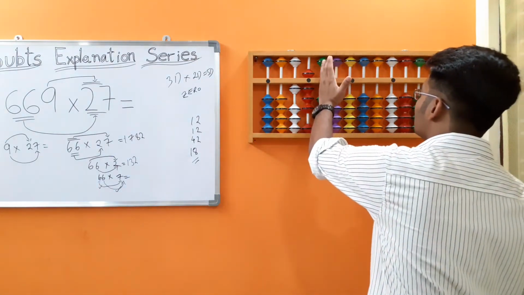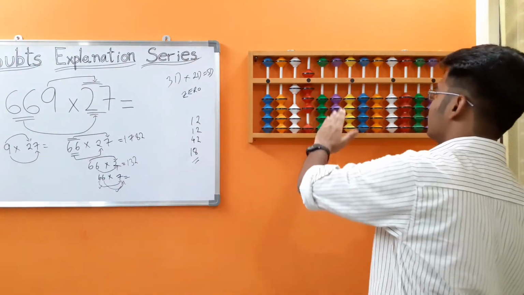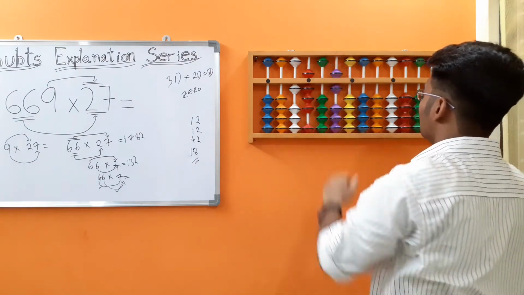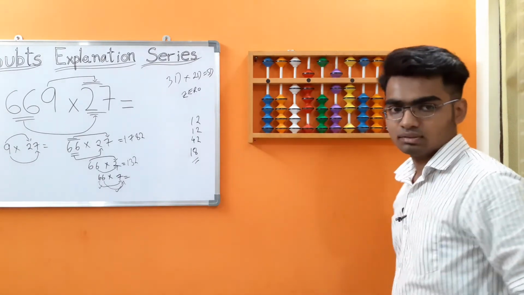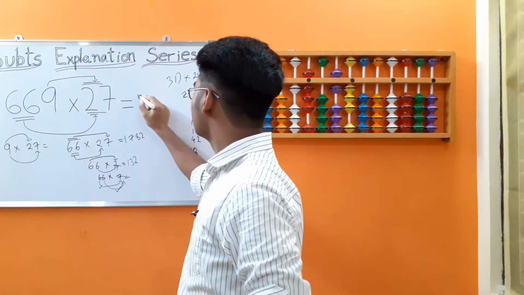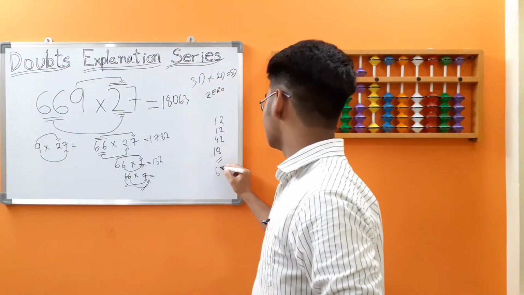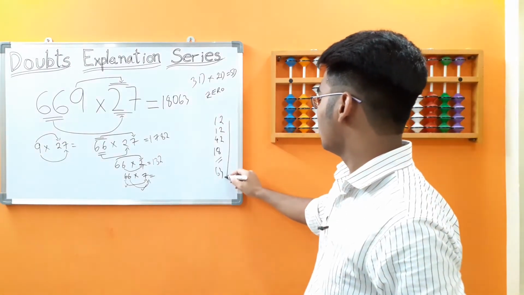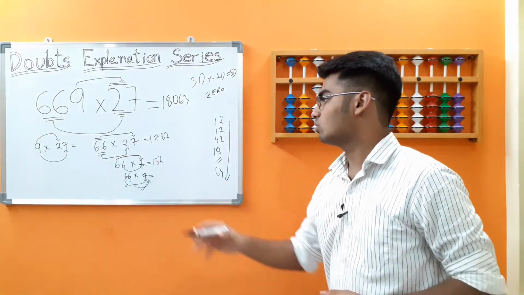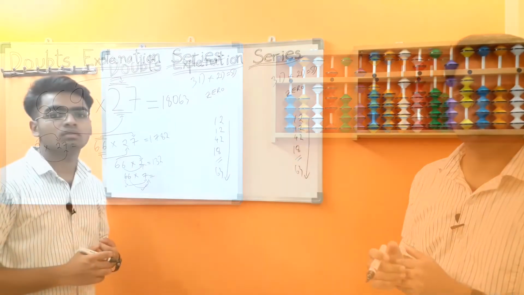We added from the 100s rod. Now we'll have to move one rod to the right side, that is the 10s rod. Got the answer as 18063. Right? 18063. Okay, I didn't write 63 here. These were all our multiplication products as part of solving this sum.